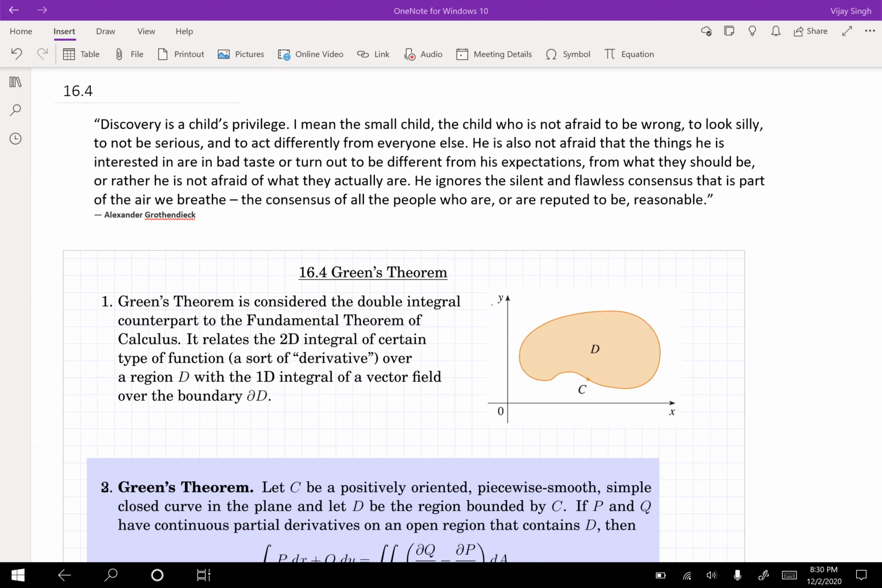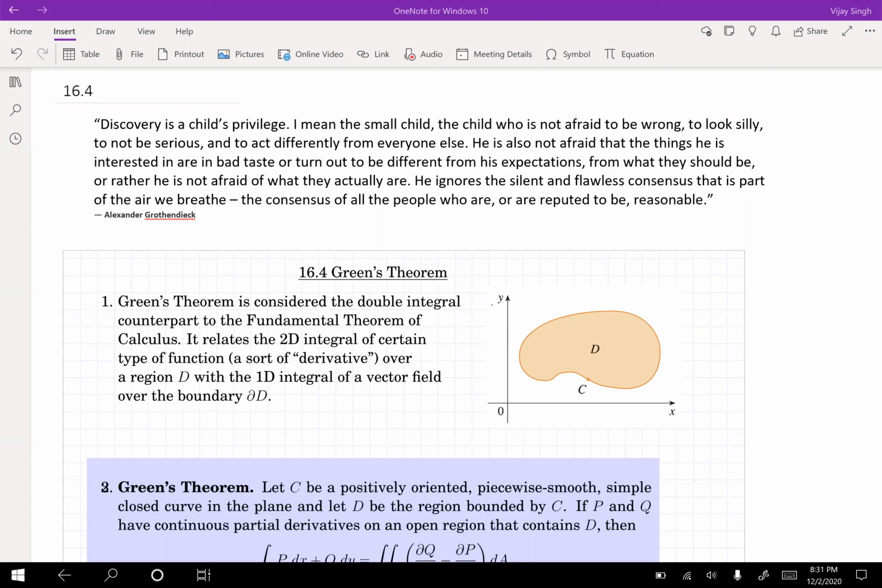I mean the small child, the child who is not afraid to be wrong, to look silly, to not be serious, and to act differently from everyone else. He's also not afraid that the things he is interested in are in bad taste or turn out to be different from his expectations, from what they should be, or rather, he is not afraid of what they actually are. He ignores the silence and flawless consensus that is part of the air we breathe, the consensus of all people who are or are reputed to be reasonable.